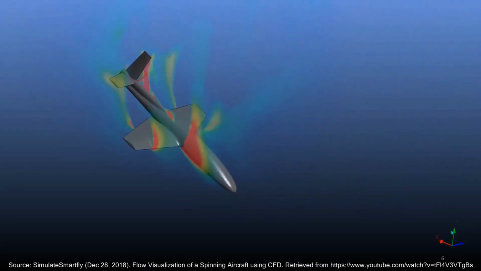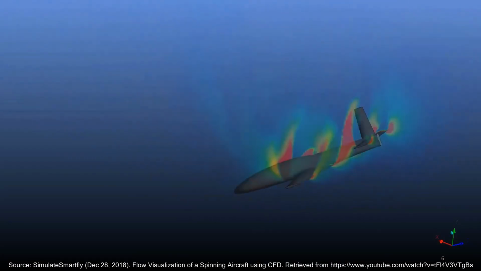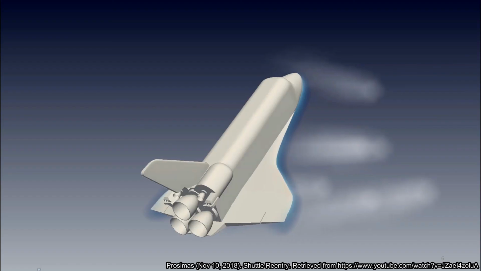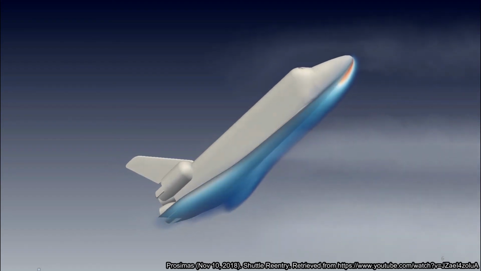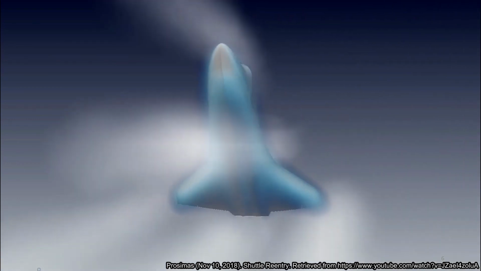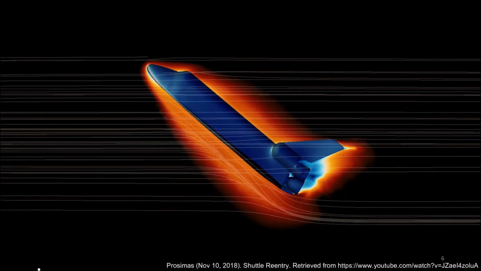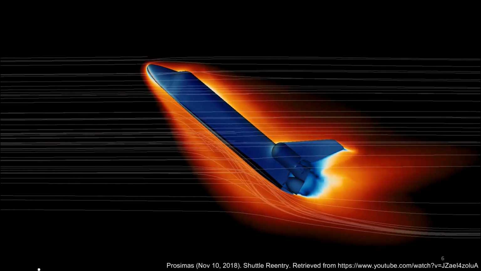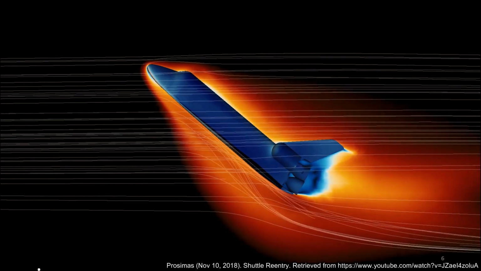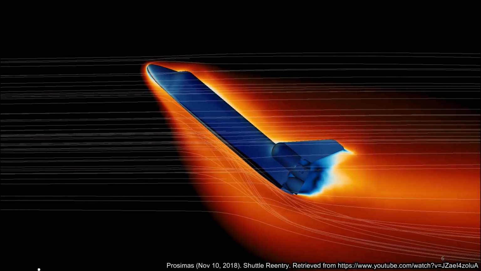This is another example of a CFD simulation on an aircraft that is stalled and spiraling towards the ground. This is another example of CFD being used to simulate and measure the temperature experienced by a space shuttle during re-entry. You can see how the temperature profile is increased.